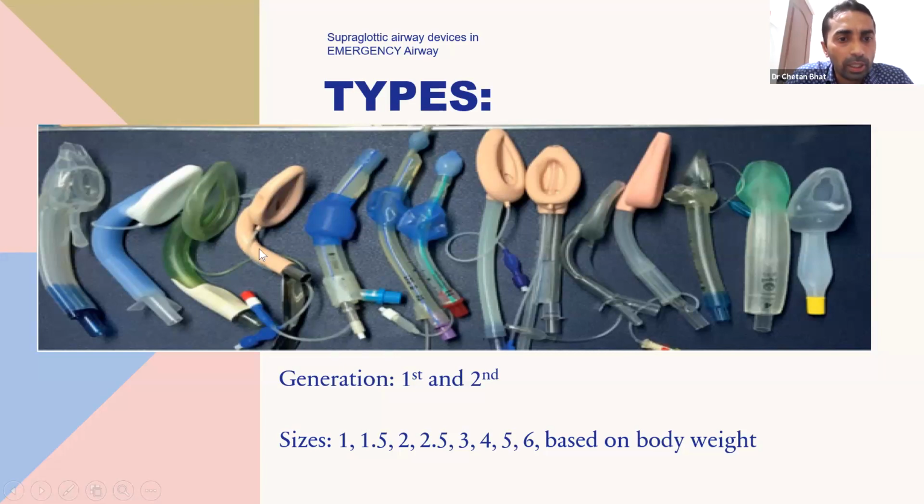Then this is a fast track LMA. And this is the iGel, most commonly found. This is its carrier, which is a hard thing where we keep it so that it doesn't get deformed. This is its iGel carrier.